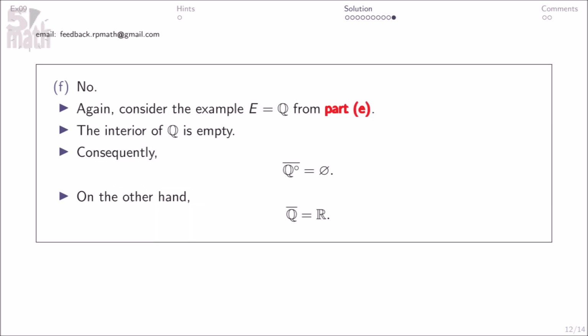F. No. Again, consider the example E equals Q from part E. The interior of Q is empty. Consequently, Q suck bar equals empty set. On the other hand, Q bar equals R.